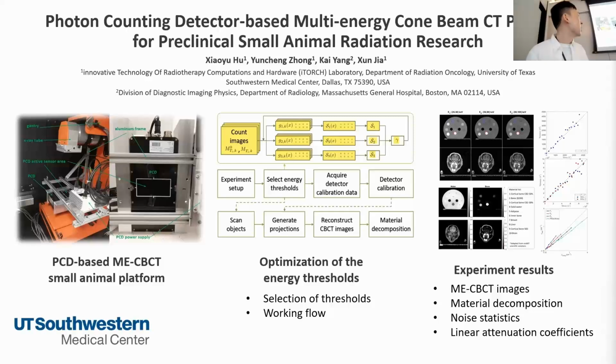Hi, everyone. I'm Xiaoyu from UT Southwestern. In our lab, we have the photon counting detector, and we also have the small animal irradiation platform. And then we Lego them and play with them. When playing with them, we are allowed to specify many energy thresholds. So we propose a simple and experimental way to select and optimize these energy thresholds. Of course, we have some results. To tell all the stories about these slides, I will be at poster 10. Thank you.